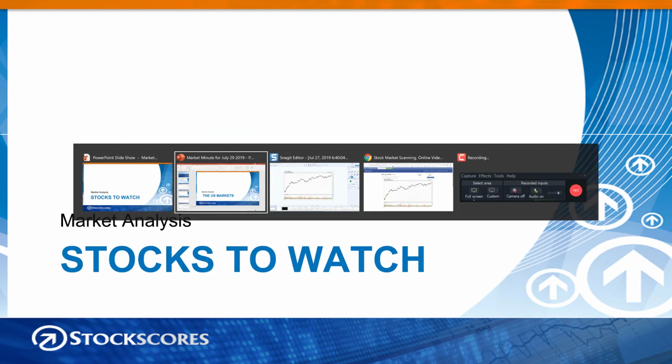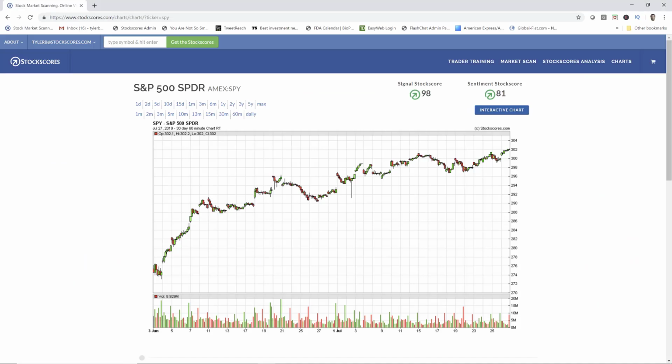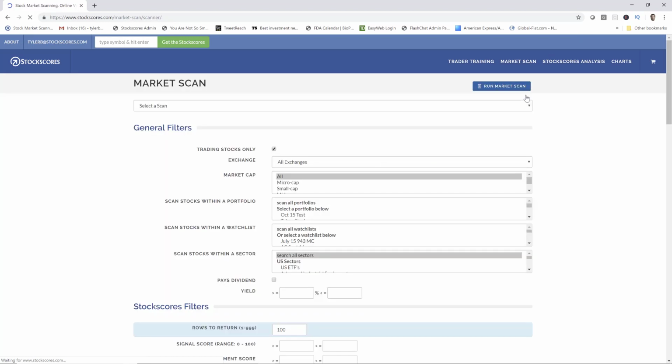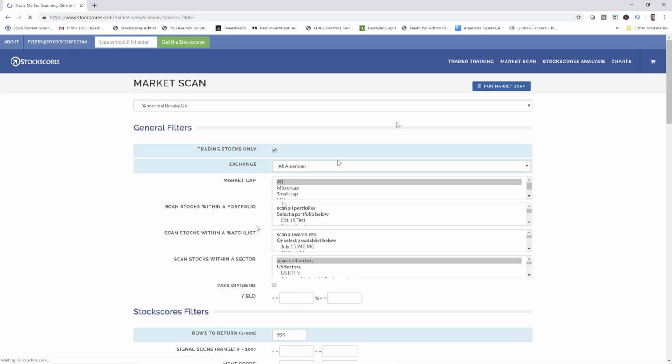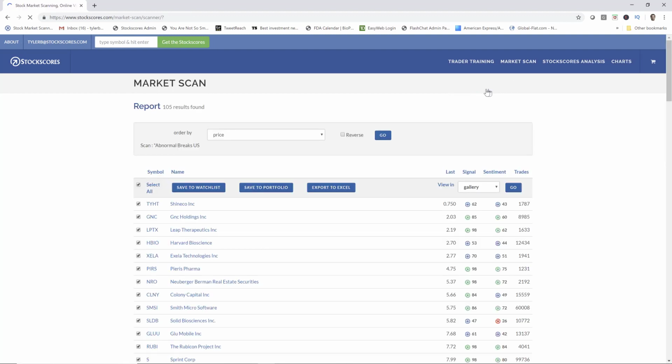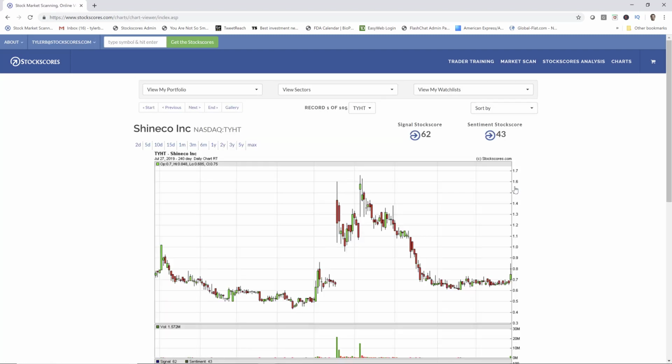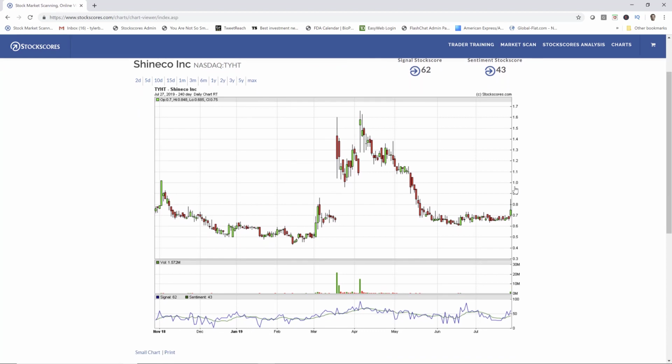All right, so let's jump over to the Stock Scores Market Scan and run a scan and see if we can see anything interesting. I like to run the abnormal break scan on a daily basis. So I'm going to select abnormal breaks US, run the market scan. Now, usually when I do this, I show my charts in the gallery view. You can see right here, we've got gallery. This time I'm going to switch that to slideshow. If you want to see the charts in a larger format, select slideshow, and then you only look at one chart at a time, but you can see a much bigger version of it.